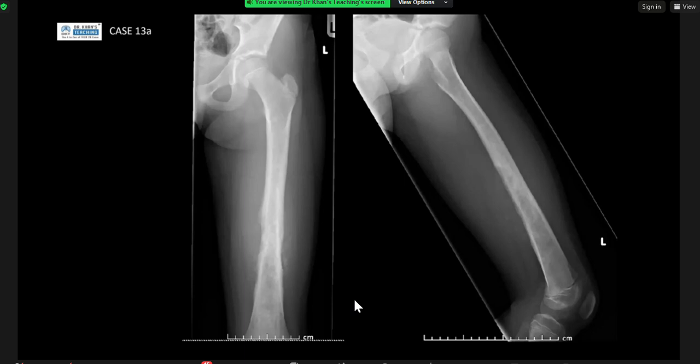In this age group, I will go first with sarcoma, Ewing sarcoma, and also osteomyelitis. I will need to do CT cross-sectional imaging with contrast, and also MRI for further delineation.